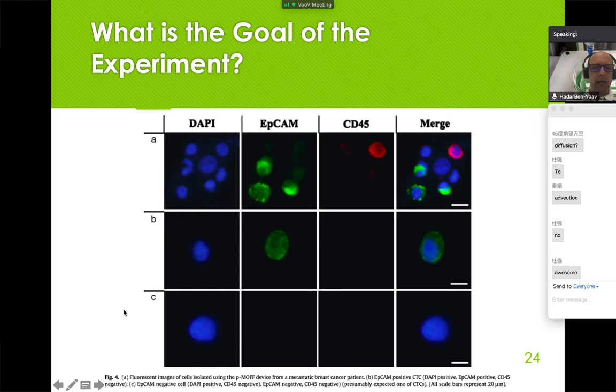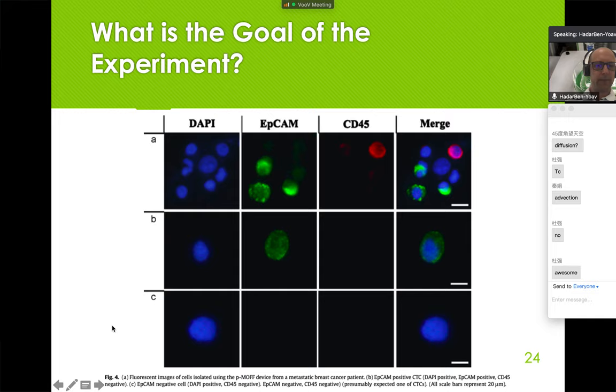And they took eventually also other types. Here they show the example that they took another CTC, but this time it was a type that doesn't have EpCAM, so it cannot be labeled with green fluorescence. So even though they extracted it in the CTC outlet, they saw only the blue color and not the green one, which recognizes a specific type of CTCs.